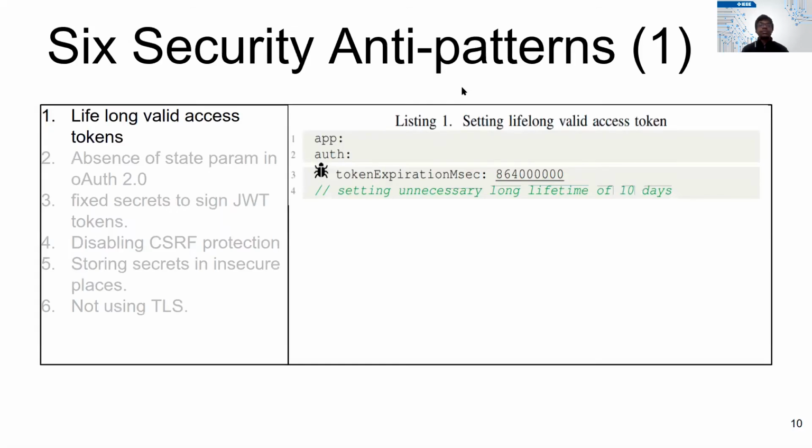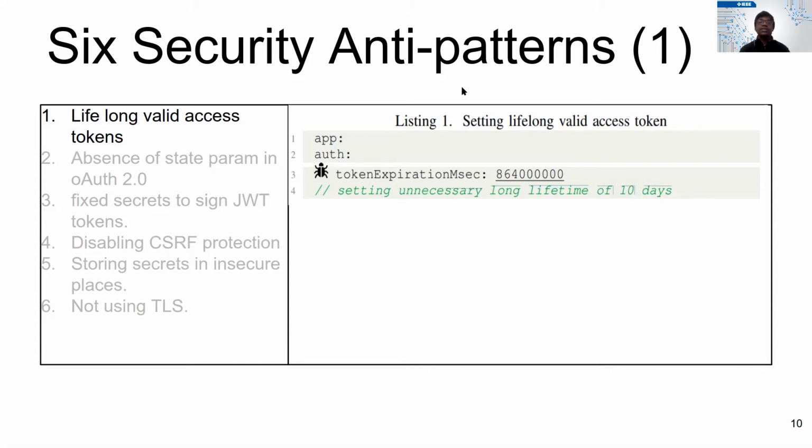So right now I am going to talk about the 10 misconfigurations we have found after applying the methodology. Firstly, I will talk about the 6 security anti-patterns, and then I will follow up with 4 insecure defaults. So, firstly, we have noticed that the developers tend to set the validity of the access token lifelong. Access token gives a way for users to authenticate themselves easily.